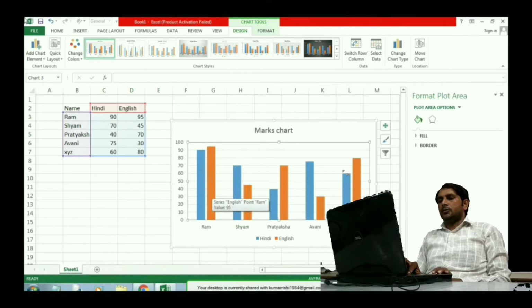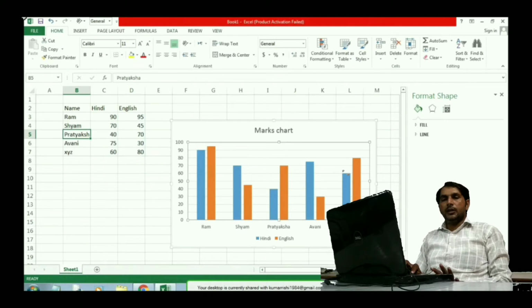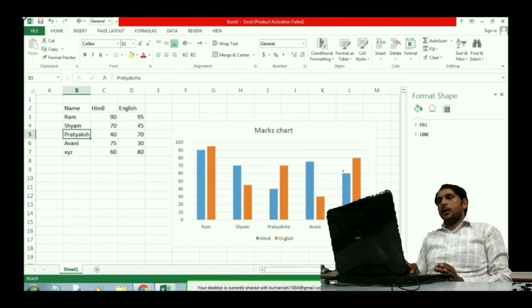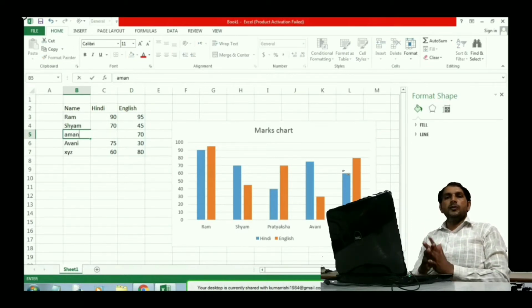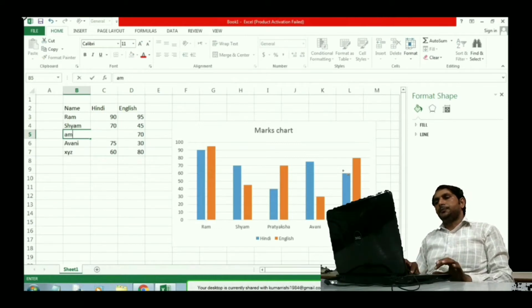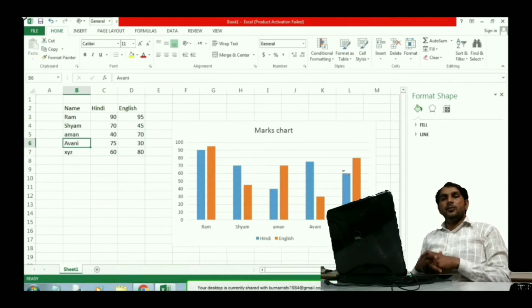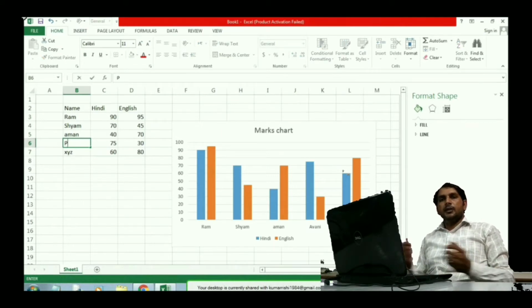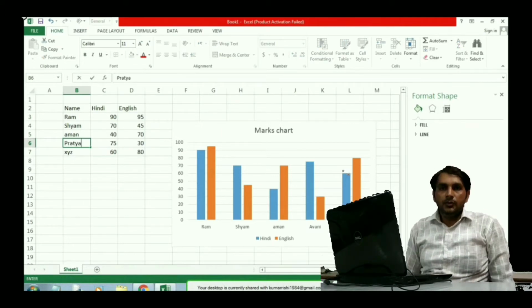So Ram got 95 marks in English, and we can compare that Shyam's Hindi marks are much more than the English marks, and Aman got higher marks in English, and Pratyaksh got more marks in Hindi, and Avni got almost equal marks in both subjects. So we can compare just by looking at these bars. Height of the bar implies the value of the marks. It is easy to compare values using charts.